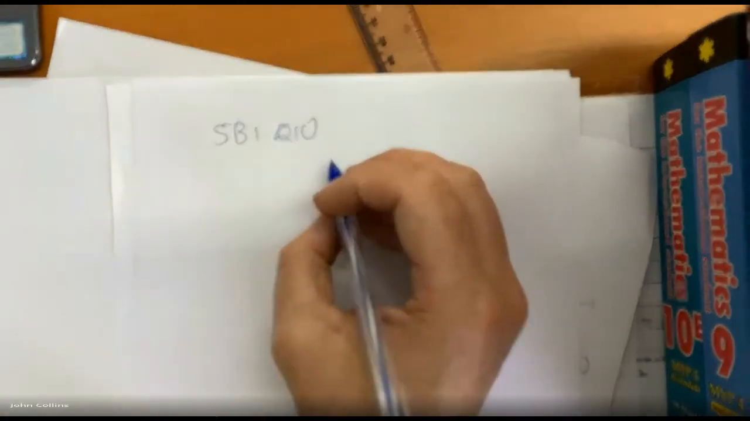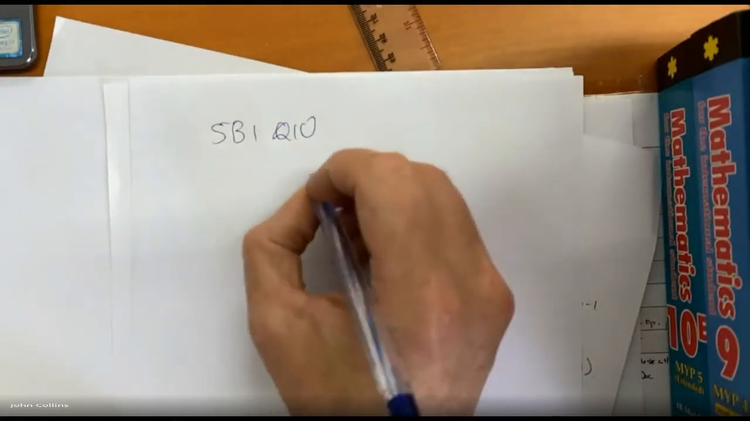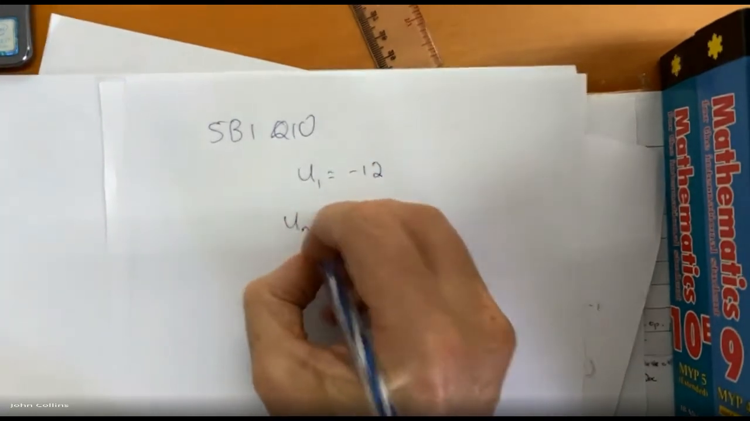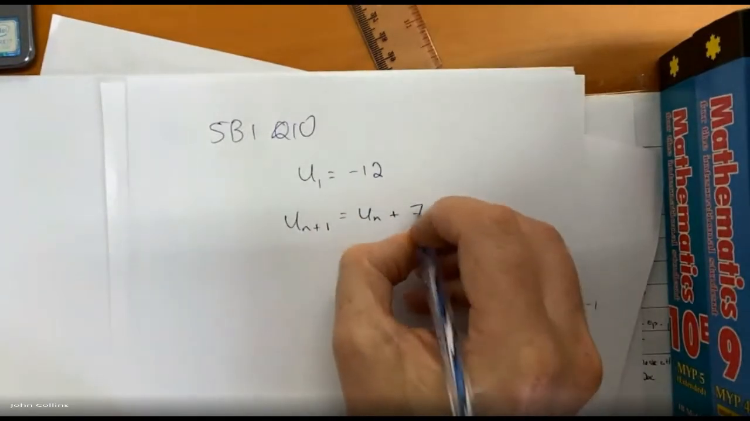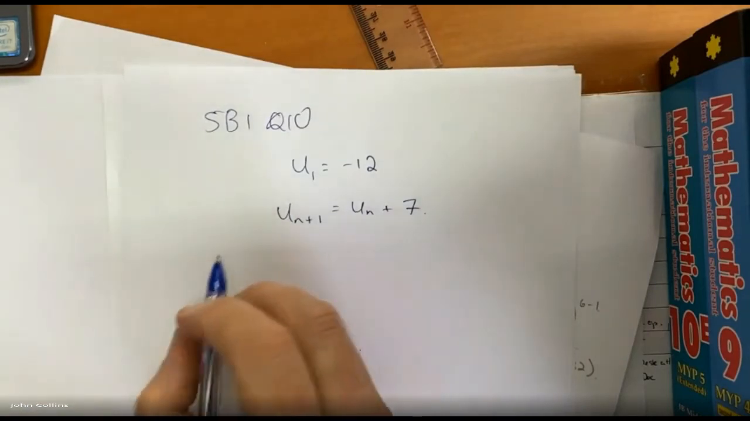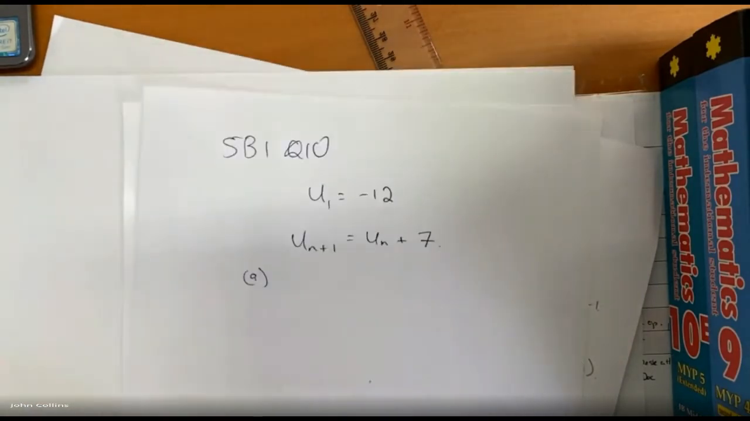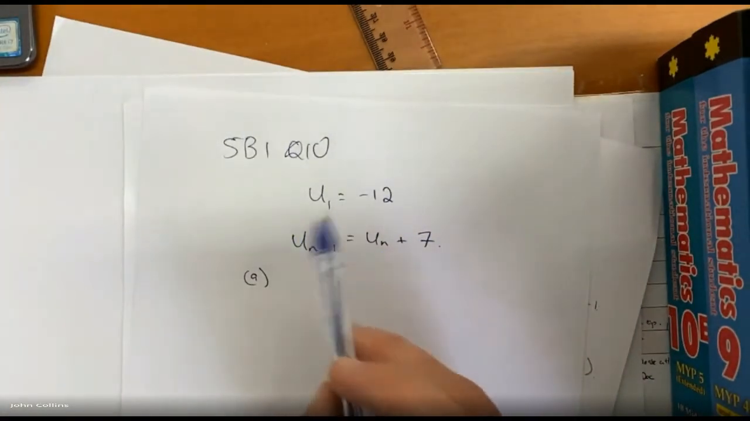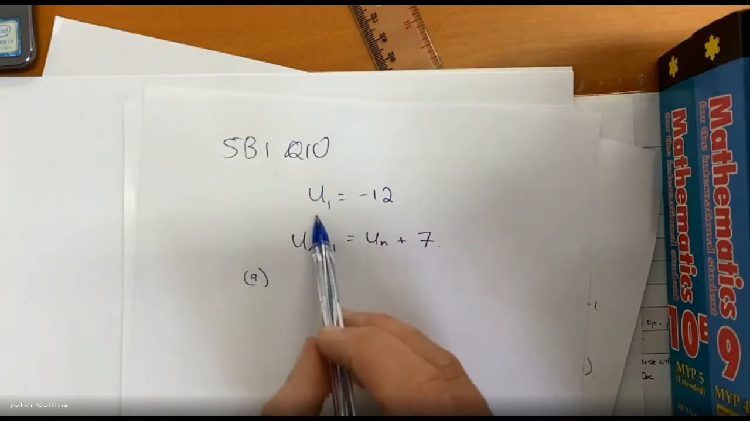A sequence is defined by the formula U1 is equal to minus 12, and UN plus 1 is equal to UN plus 7. Okay. Prove that it is an arithmetic sequence. Wow. Okay. So this is a bit similar to the one we just did. As in, they're creating a different formula for it. We got to understand what it means.